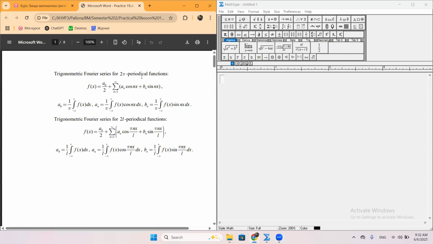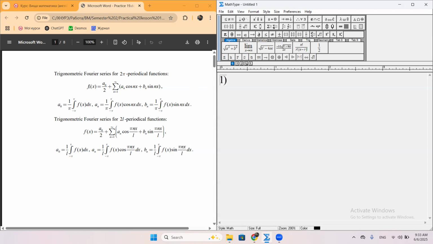This is a kind of series that approximates a function on the segment of the straight line. So if a power series approximates at an exact point, this trigonometric Fourier series approximates on the segment. And also, we will solve a task with another kind of application of Fourier series.